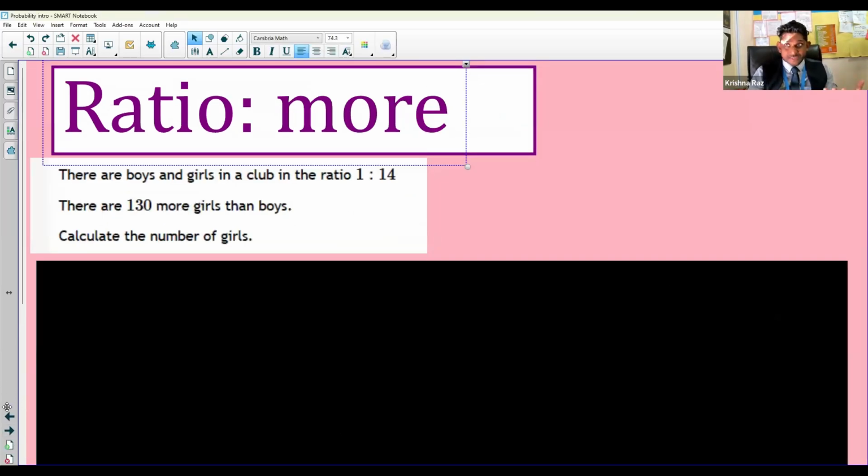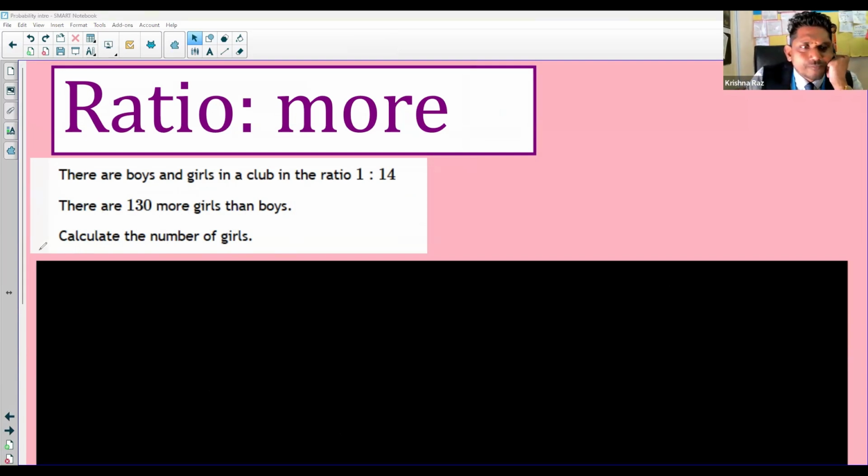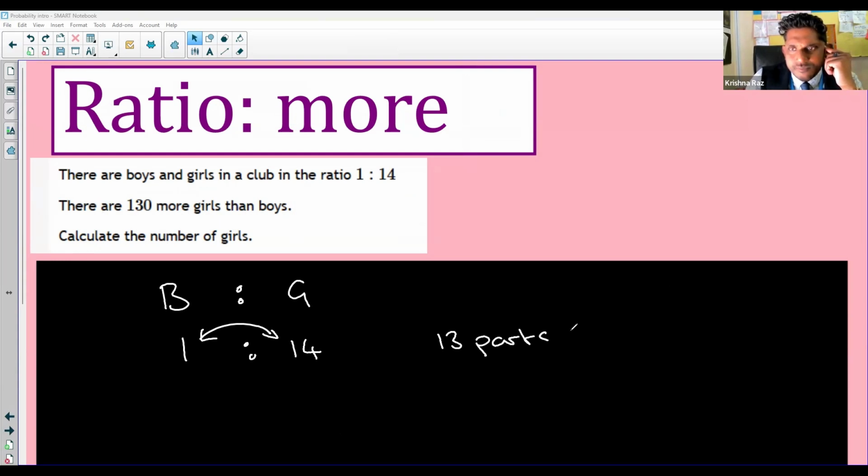I hope that one made sense. Now we're going into ratio more. The key thing here is the word more. So if I write down boys to girls is 1 to 14, there's a difference here of 13 parts. And that 13 parts must equal 130.